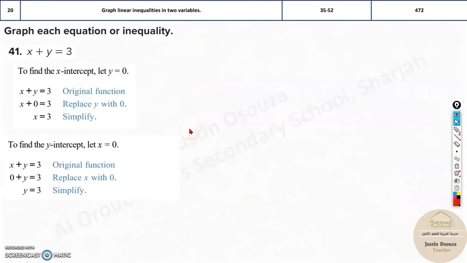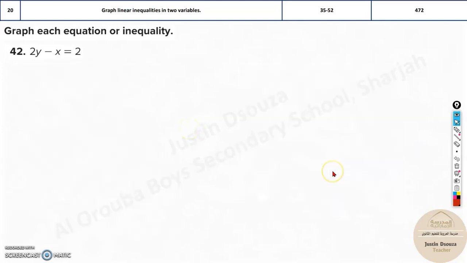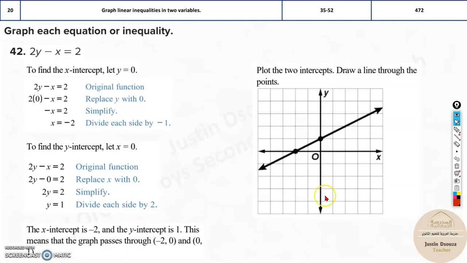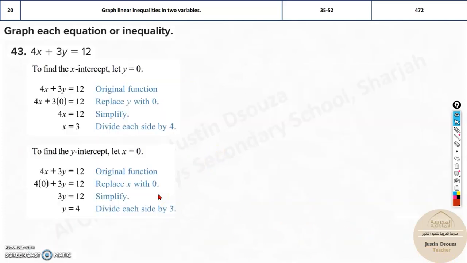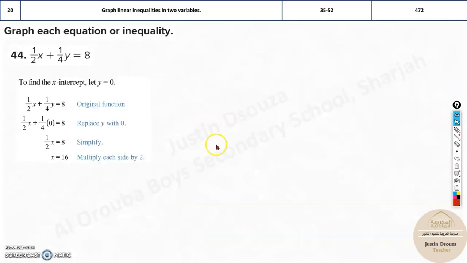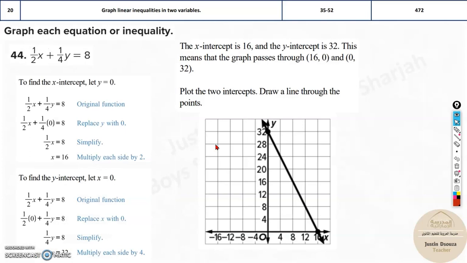Other than that, it's all straightforward. We have already solved most of these. Please make sure you solve them by yourself. All the answers are there. You can pause the video and check the answers if you want. So very, very straightforward. Just that you can use different types of methods, and you'll get it.